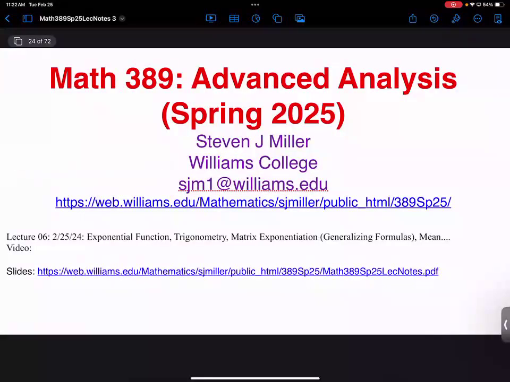So today I want to talk about the exponential function. I want to talk about trigonometry, matrix exponentiation, and generalizing formulas, and then I'll use the concept of the mean as a nice way to end the day. And again, this is drawn from the fact that somebody was interested in stuff like this, which has connections with physics. So who are my physicists here?